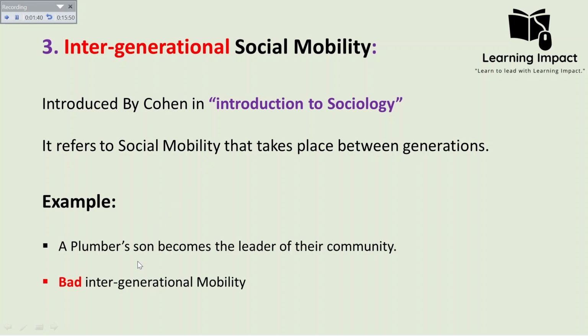Then in the case of intergenerational mobility, we also have bad and good intergenerational mobility. In the good case, as we discussed, a plumber's son becomes the leader of their community. But in the case of bad intergenerational mobility, for example, there is a businessman who has a lot of property and plenty of wealth, but his son wasn't a responsible son, and he caused losses to the business, and as a result he lost all the property and wealth accumulated by his father. Then it is still intergenerational social mobility, but in a bad sense, the bad intergenerational social mobility. Okay, so this is the third social mobility type which we have just discussed.